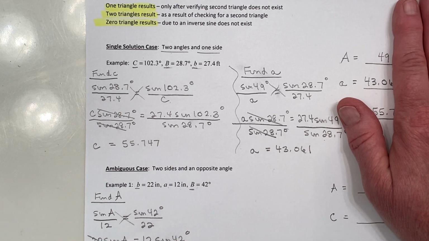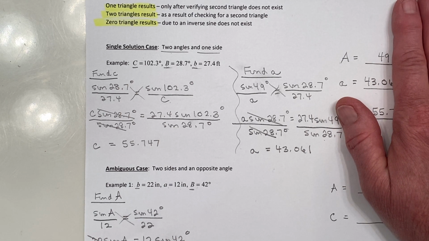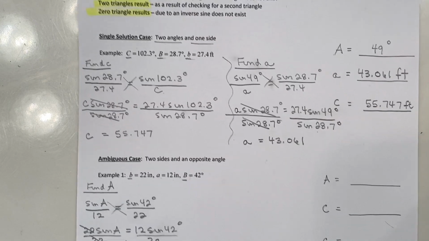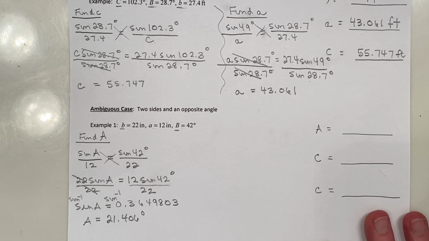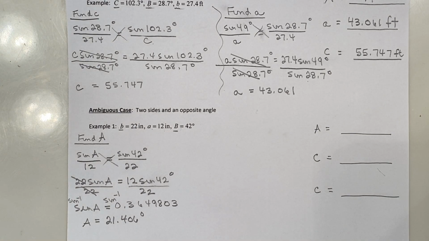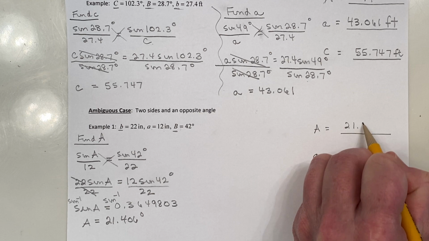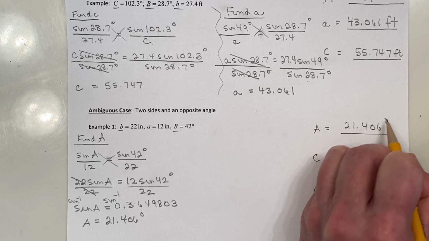Okay, now let's go to our calculator and do an arcsine on both sides of this equation. So when you do an arcsine here, that undoes this sine, and when you do an arcsine here, you're going to get a value that's the degrees of A, 21.406 degrees. Okay, so we're going to go ahead and come over here and record 21.406 degrees.